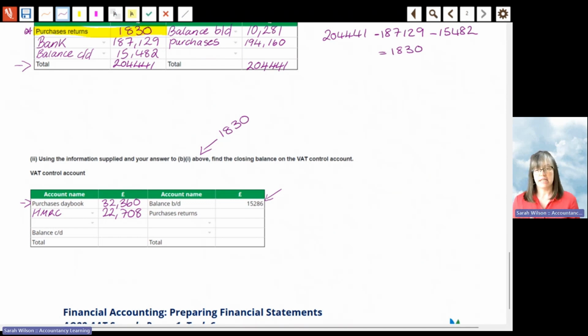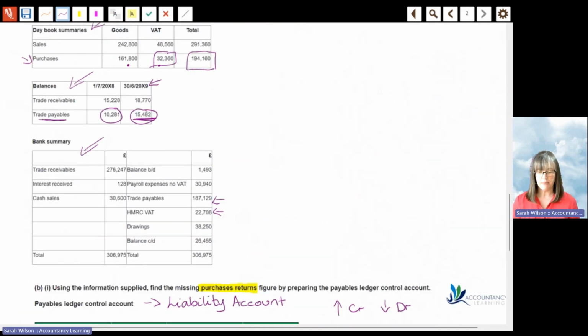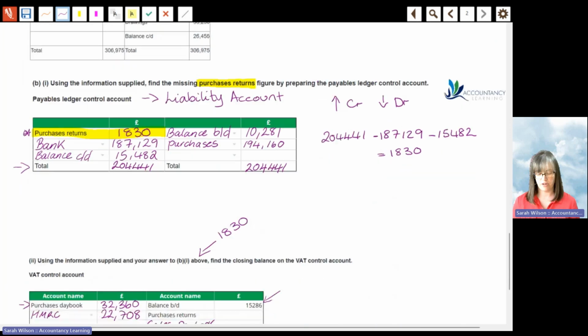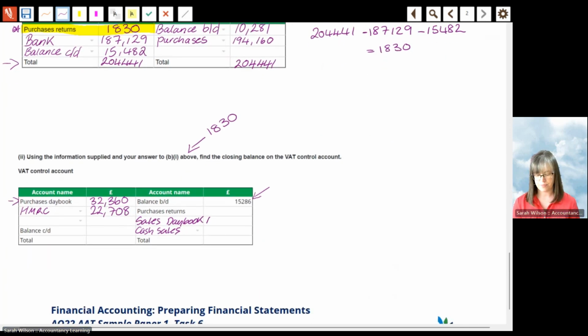Then what increases our balance is going to be all of our sales. So we need to add in our sales daybook here, and also any cash sales. So let's go back up to our daybooks. So here's the VAT for our daybooks, 48,560.